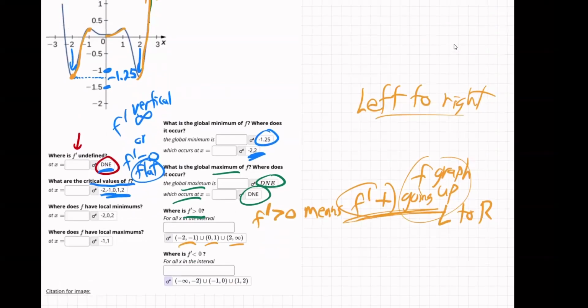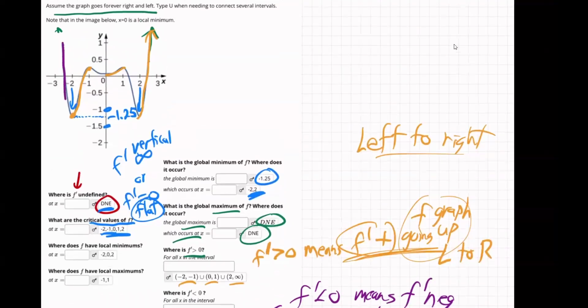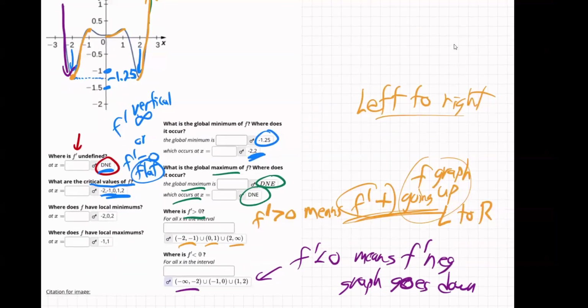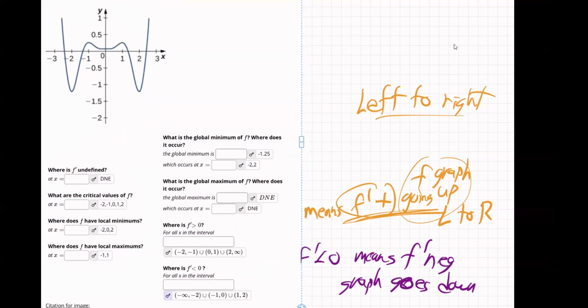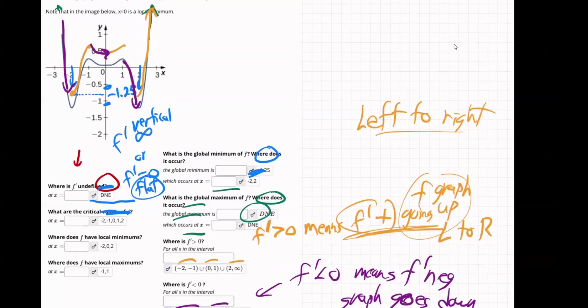And then where's f prime less than 0? It's right here. F prime less than 0 means f prime negative. The graph goes down from left to right. So it's going down in this section. That'd be negative infinity up to -2. It goes down in that section between -1 and 0. Okay, whatever. It's off a little bit there. Sorry, +1 to 2. It goes down in that section. So there we go. There's the places that goes down.